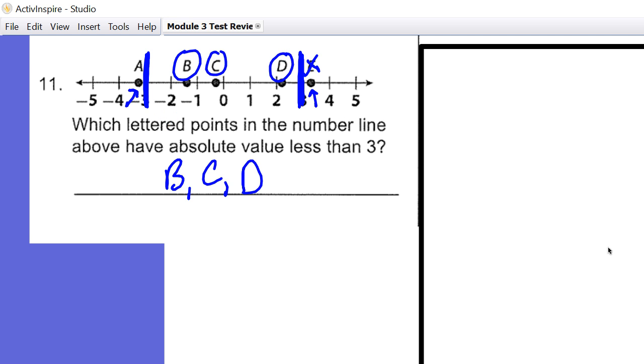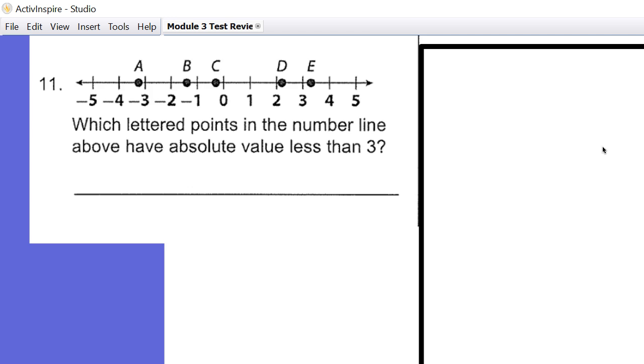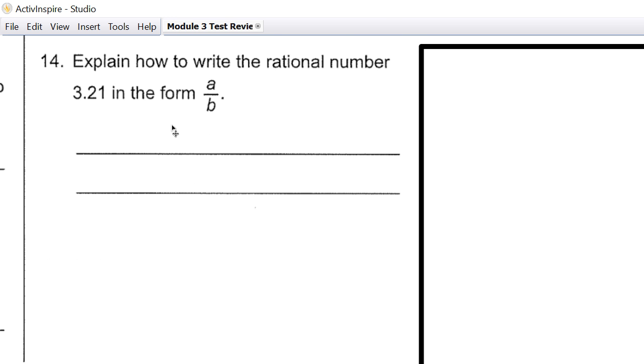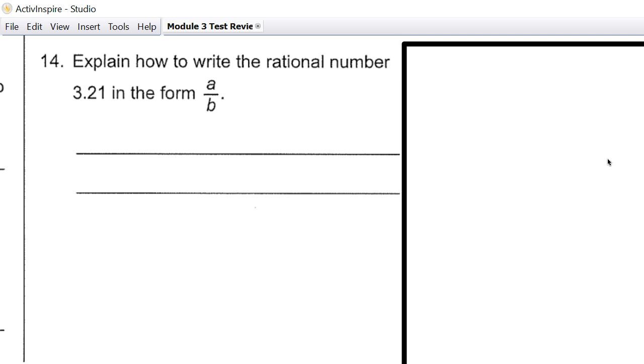Okay, one more. And it is number 14. Explain how to write the rational number 3.21 in the form of A over B. We've actually done this a couple times. It says explain how to do it. I'm going to show how to do it and then explain it. So 3.21 can be read as 3 and 21/100ths. And then that can be converted to 3 times 100 is 300, plus 21 is 321 over 100.